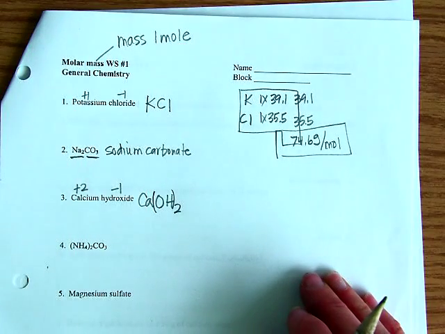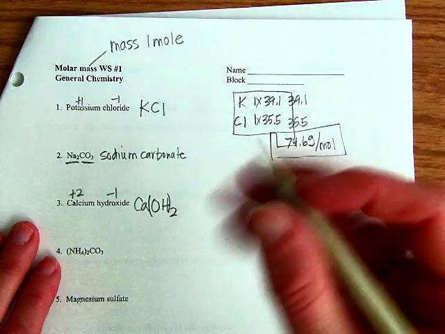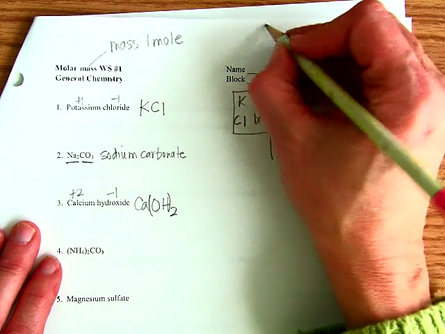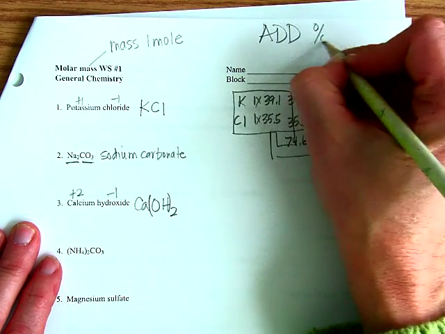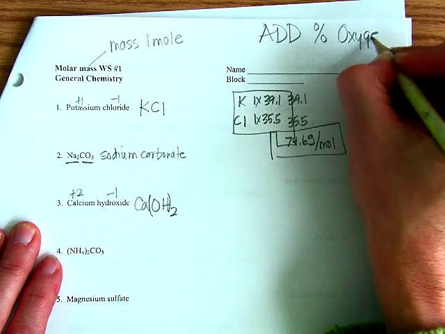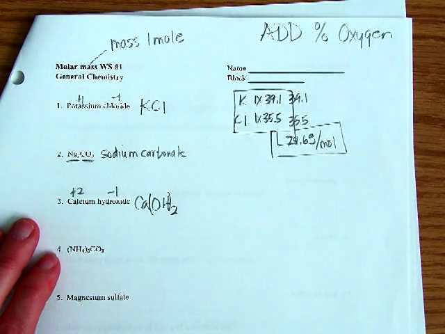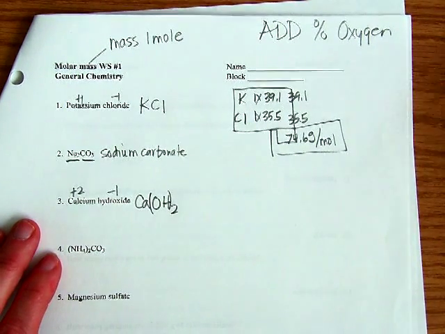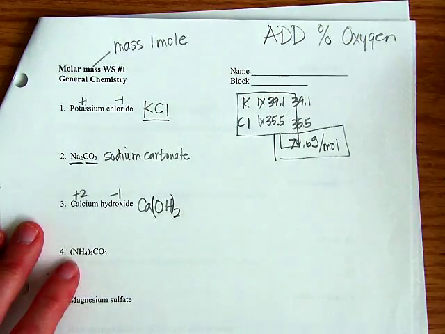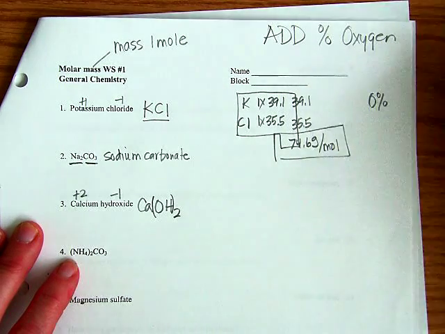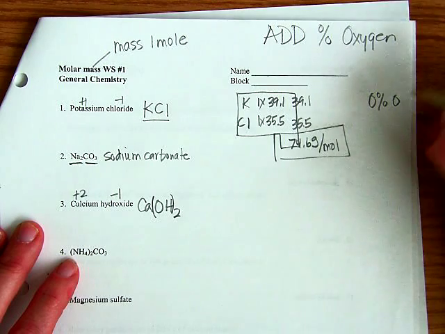Now, the directions don't say this on this worksheet, but the final thing you're going to be doing is also add percent of oxygen. So that gives you a little bit of percent composition practice, but not too much. So, for example, in potassium chloride, how much oxygen is there? That's an easy one. There's 0% oxygen. In this case, let's do one more.